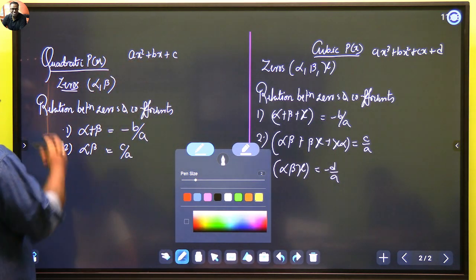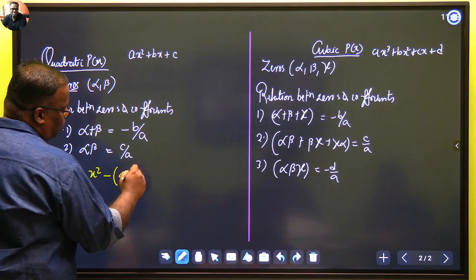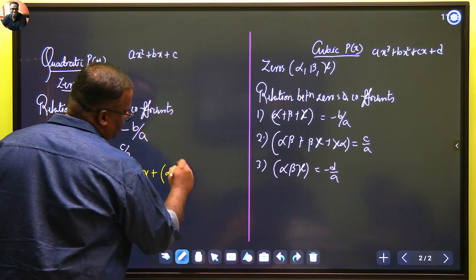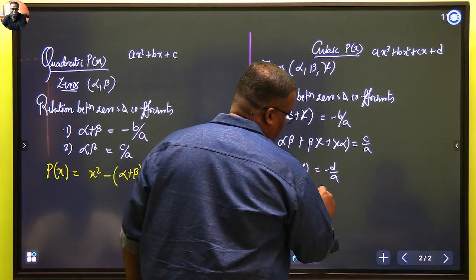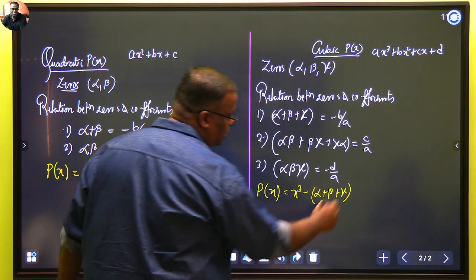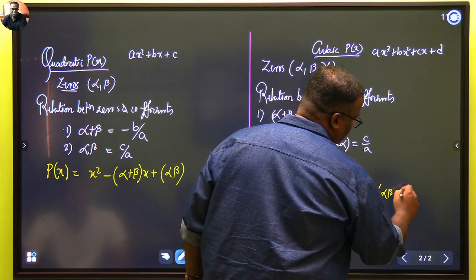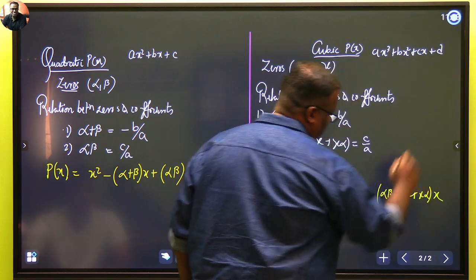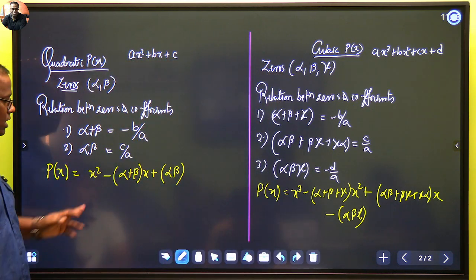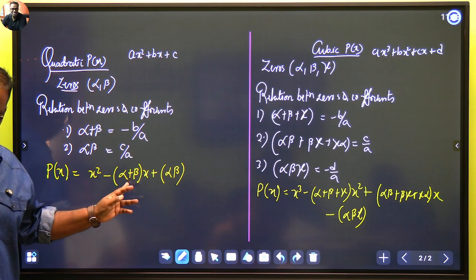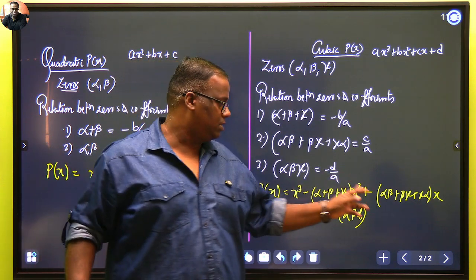Okay, how to form the polynomial? The polynomial is said to be x square minus sum of roots x plus product of roots. Here the polynomial will be x cube minus sum of roots, tell me, sum of roots x square plus sum of product of roots taken two at a time x minus alpha, beta, gamma. Did you understand the logic? X square plus x minus plus minus plus plus minus plus minus.